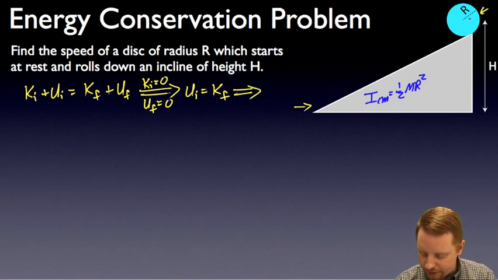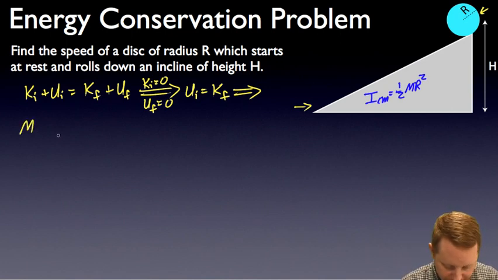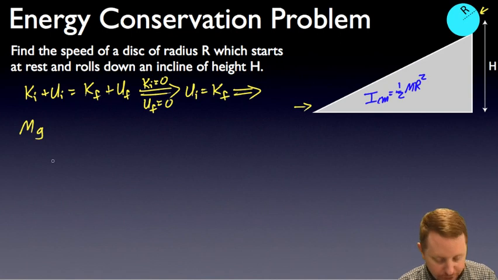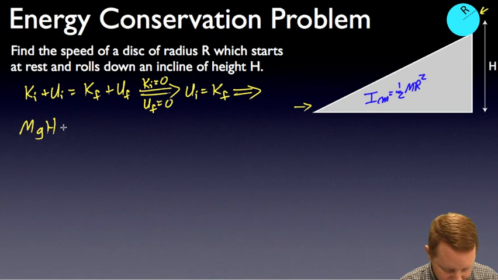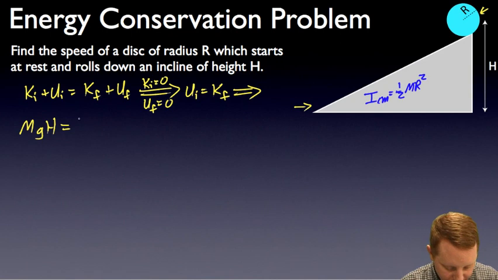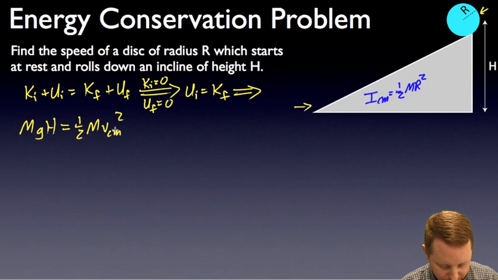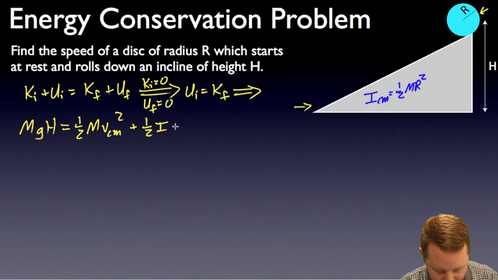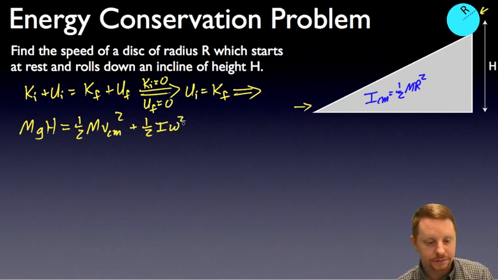The initial potential energy is gravitational potential energy, mgh. So capital M, the mass of our disk, times the acceleration due to gravity on the surface of the Earth, little g, times the height, h, must equal the final kinetic energy. But now we have to realize our final kinetic energy has translational and rotational components. So that's going to be 1/2 times the mass times the translational component, the square of the velocity of the center of mass, plus 1/2 I omega squared.